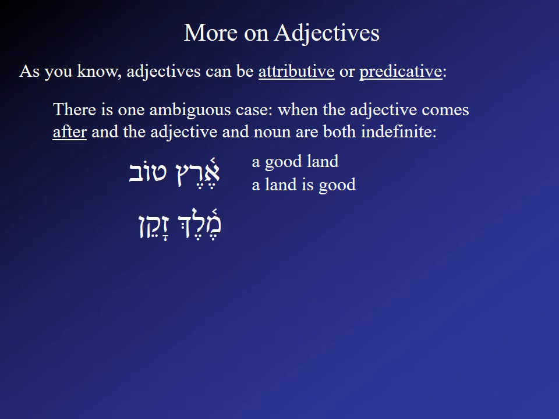So if we look at melech zaken, similarly here we have an adjective after a noun. Neither one of them is definite, so we could translate this attributively, an old king. We could translate this predicatively, a king is old.